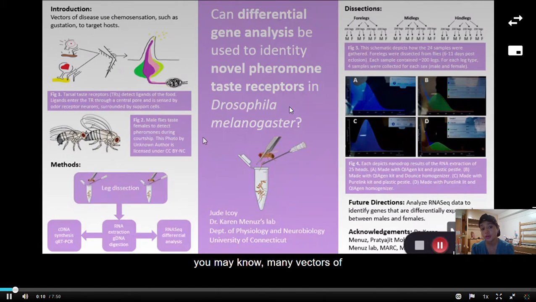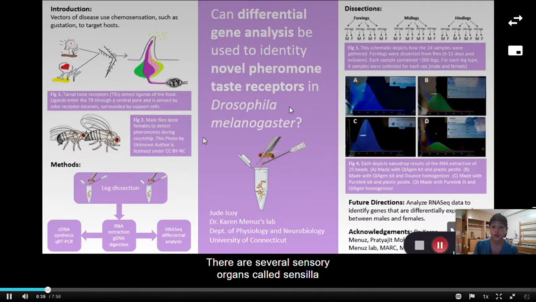As you may know, many vectors of disease will use chemosensation, that is, sensation through the chemicals in one's environment, to target their hosts, spreading malaria and other such diseases. Studying this process can actually help the development of better repellents in the future. The study of chemosensation can help illuminate the host selection process using Drosophila melanogaster as a proxy for hematophagic insects like mosquitoes. One form of chemosensation is called gustation, or taste.